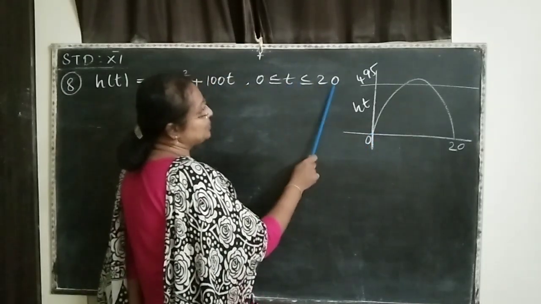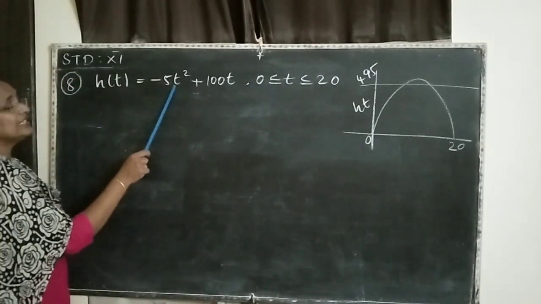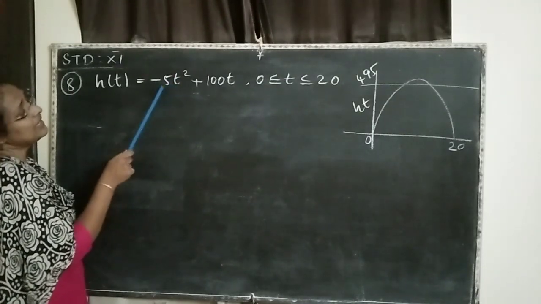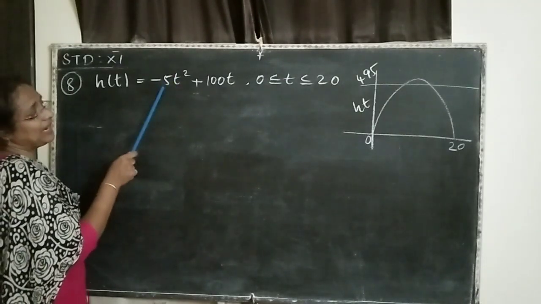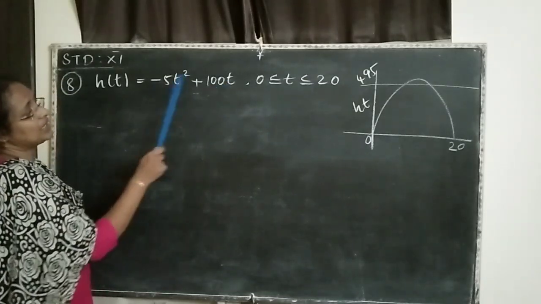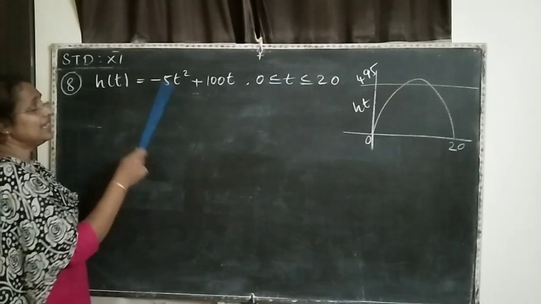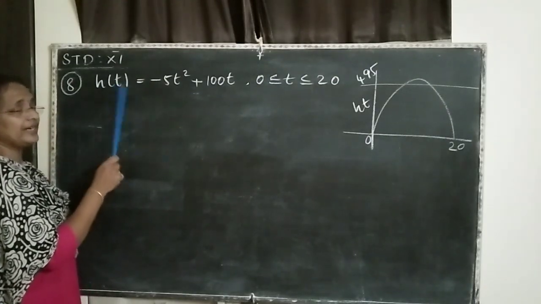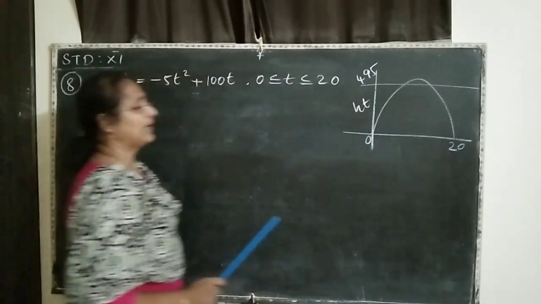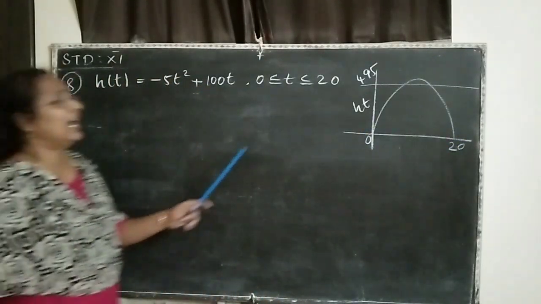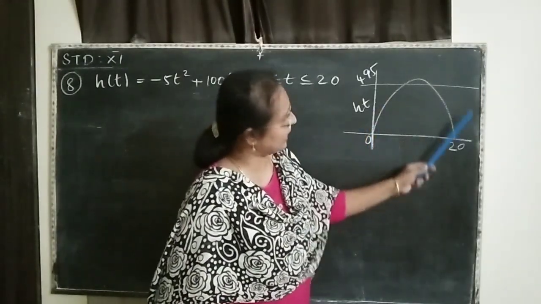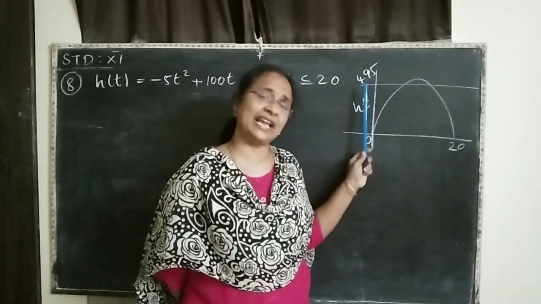When t takes the value 20, now substitute and see. t squared is what? 20 squared. 20 squared is 400. So 5 into 400 is minus 2000. Again 100 into 20 will become 2000. Minus 2000 plus 2000 gets cancelled. Again the height of the rocket is equal to 0. So it strikes the ground at 20 seconds. Okay. Now we are going to discuss at what time the rocket reaches above the ground at the height 495.